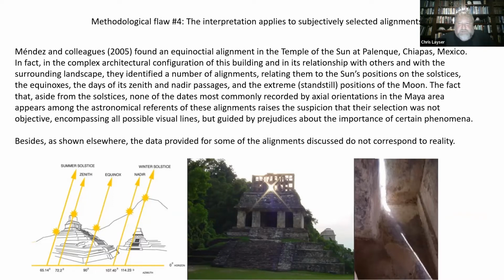So that's a pretty scathing review, but the proposals that they made were pretty fantastic. Here you can see what their equinox alignment was, this line across the floor. But they had lines across the floor kind of going to everything.